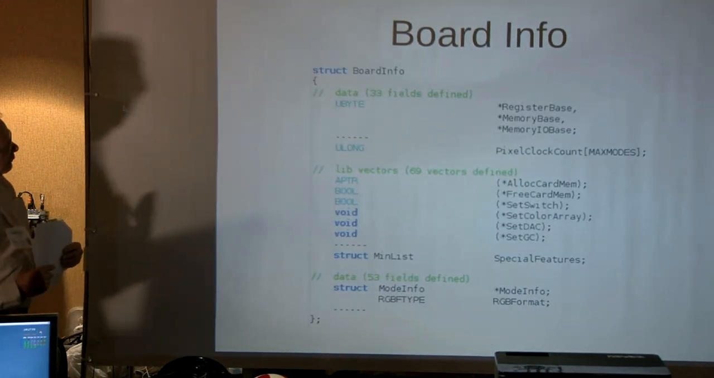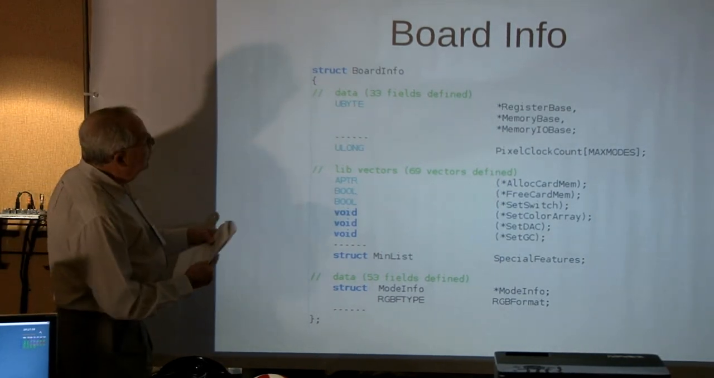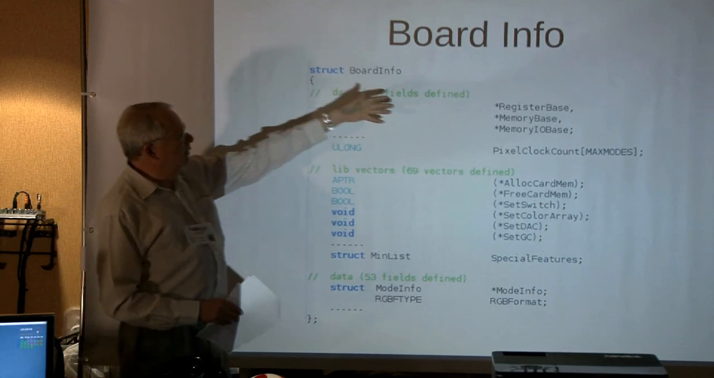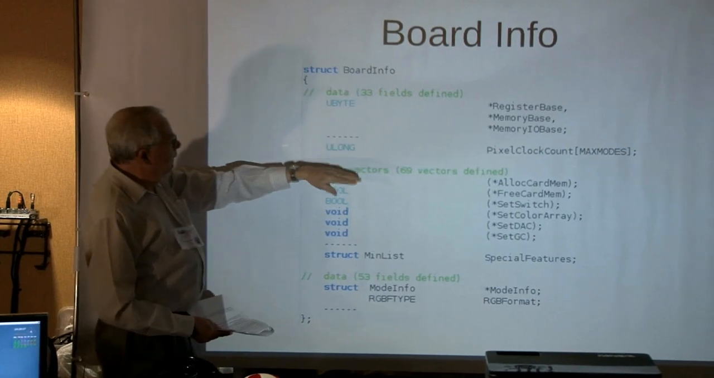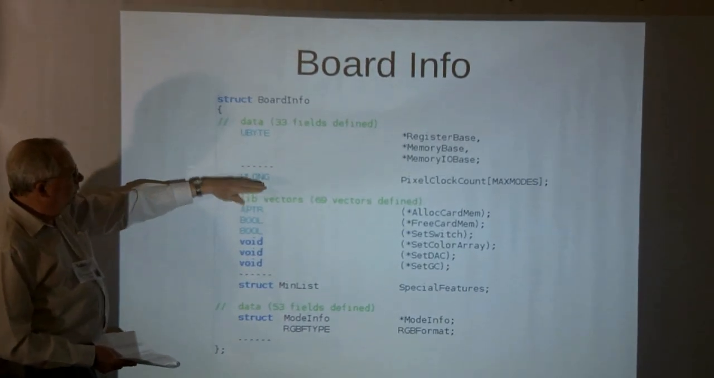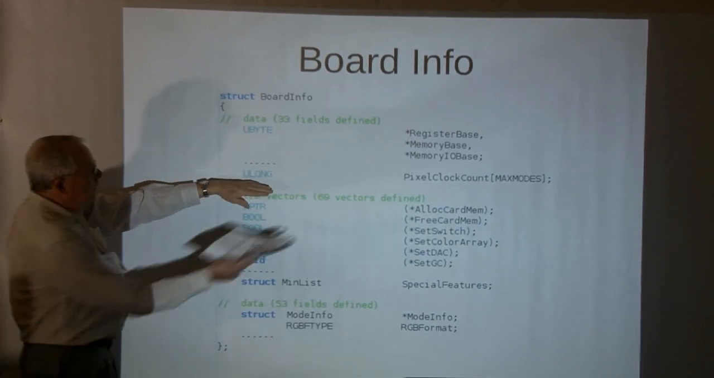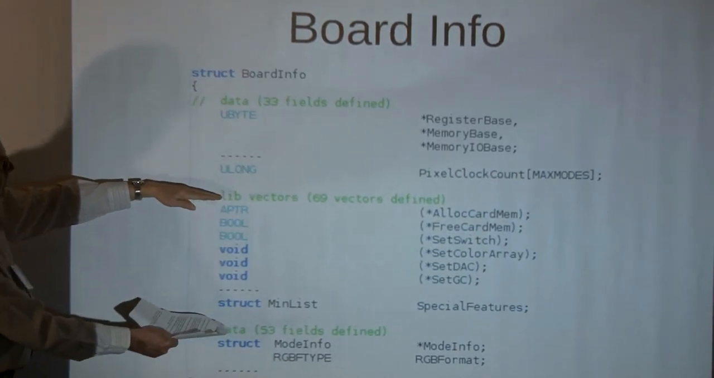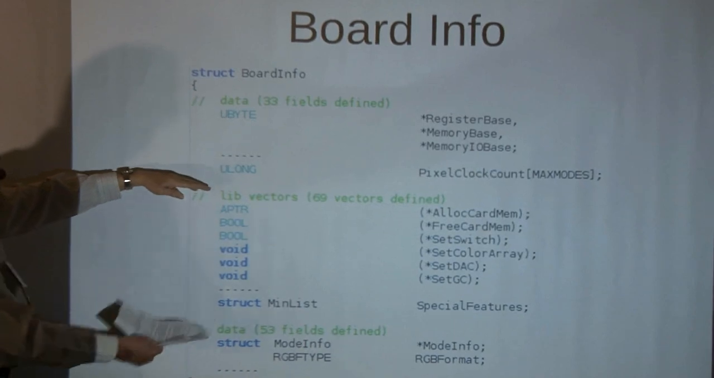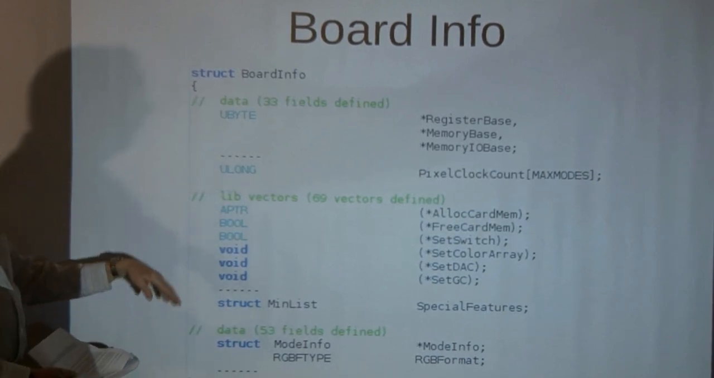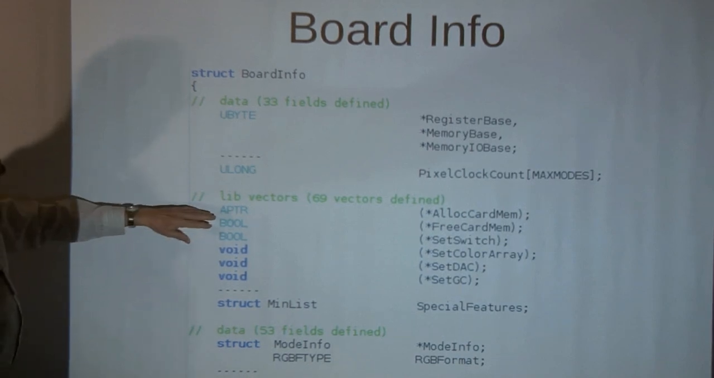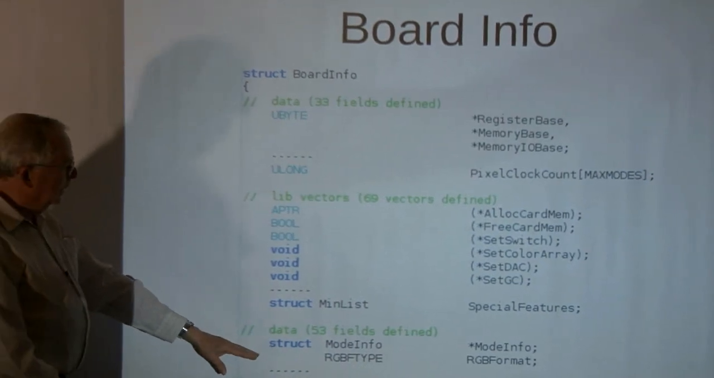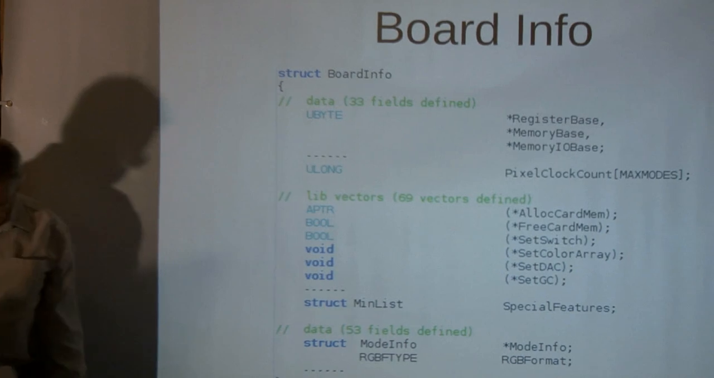Here's part of your board info structure. It's in three sections. The first section has some 33 fields defined. You have stuff like your register addresses and so on, and the last one of those is a pixel plot. Then you've got all your vectors. And yes, these are resident within the board info. You'd think they'd be resident somewhere else with a pointer from the board info. No. There are 69 of those. And then after them, you've got another 53 fields, which were added later, obviously. Yes. So it's completely unexpandable.